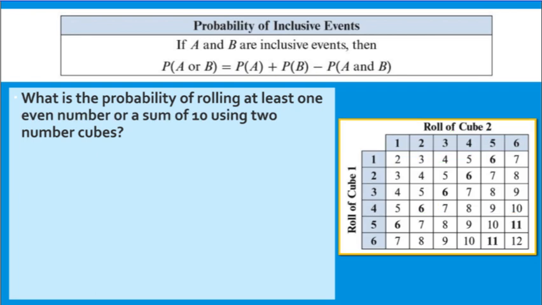Next one was the probability of rolling at least one even number. So if it's one even number, I need to look at this column, this column, this column, this column, this column, and this column.